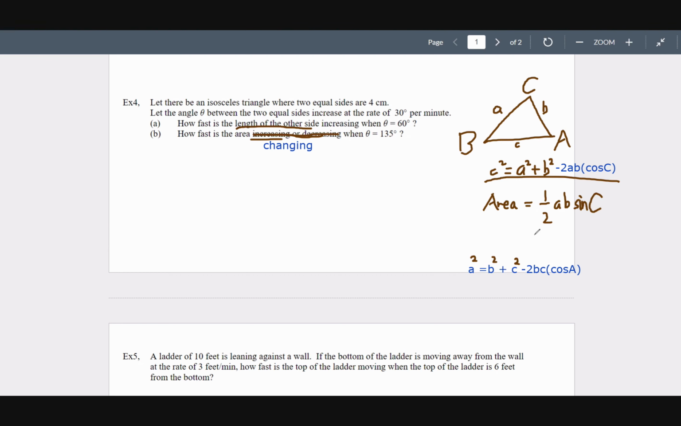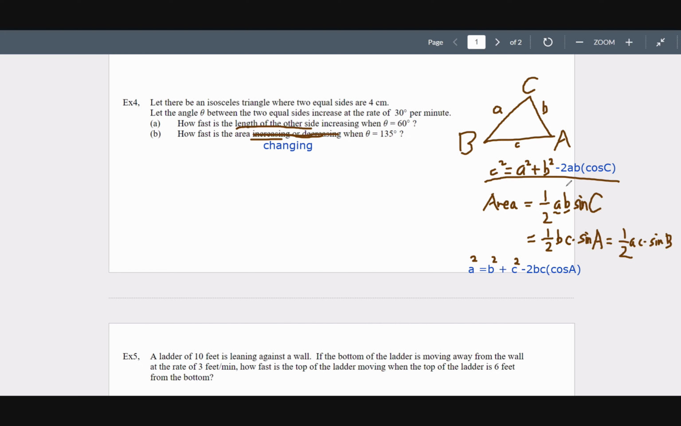If area is equal to half times AB sine C, then of course this is the same thing as half times AC sine B. And of course this is BC sine A, not cosine A, and this is also equal to half times AC sine B. It rotates. So when you say area is equal to half AB sine C, the AB can be any two sides. So that's why we can rotate. Any two sides.